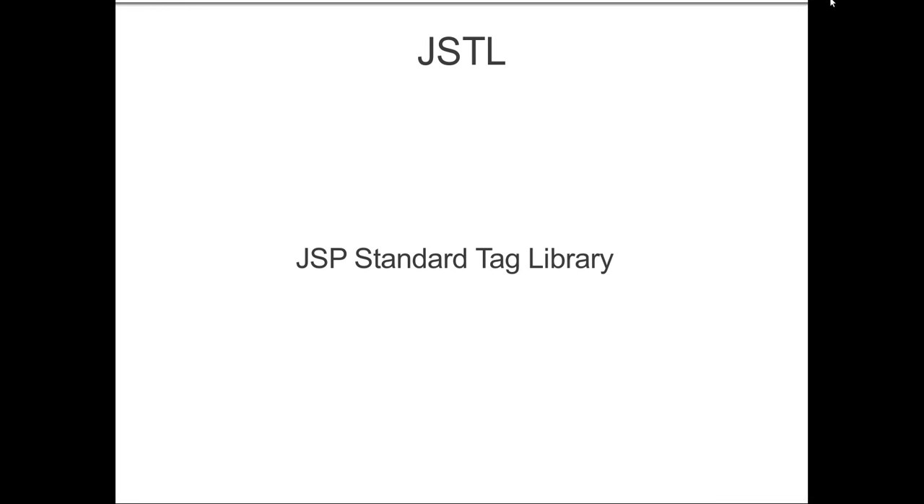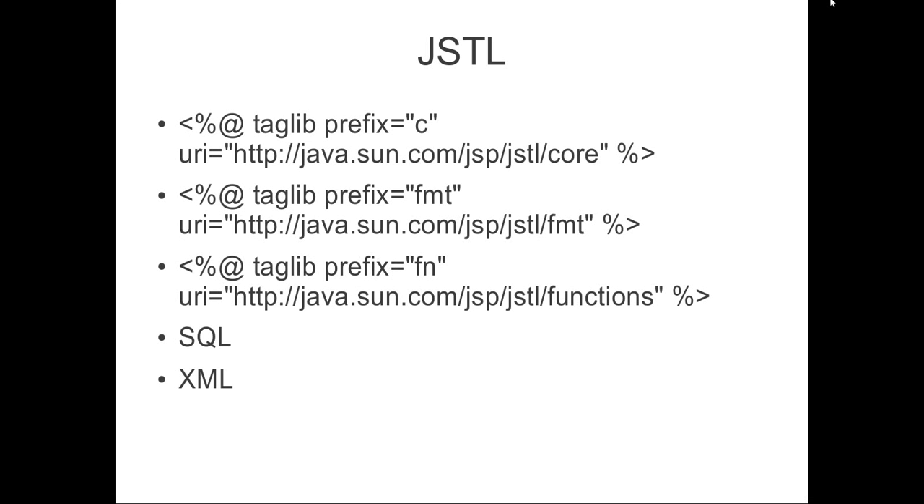Here we're going to take a brief look at the JSTL, the Java JSP Standard Tag Library. So here's a bunch of includes. The JSTL has a set of commonly used prefixes. So we've got c, that's the core one, a lot of conditional and some very handy functions in there. There's formatting for dates and times and numbers and so on.